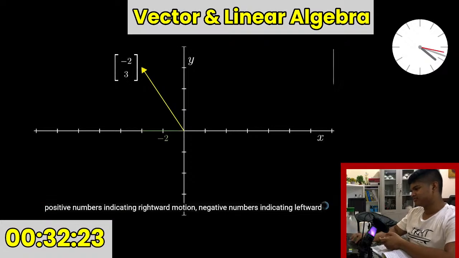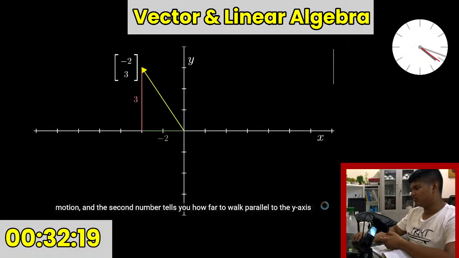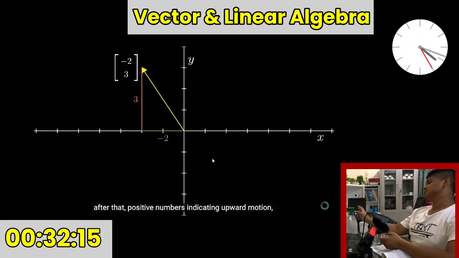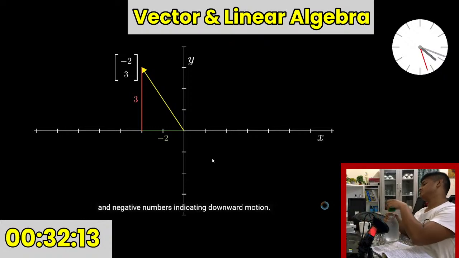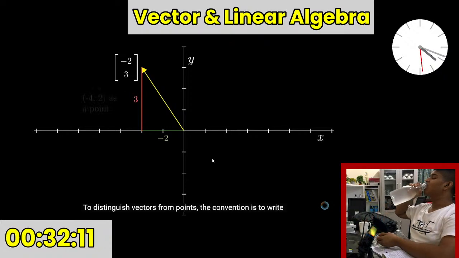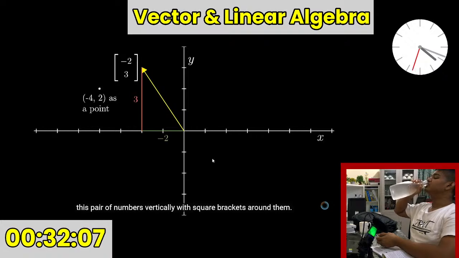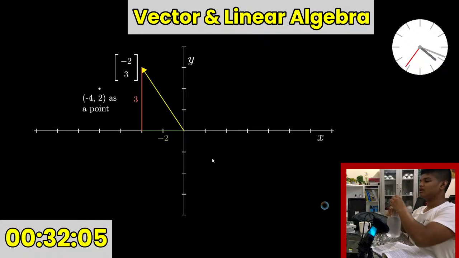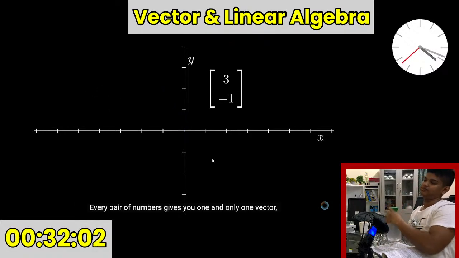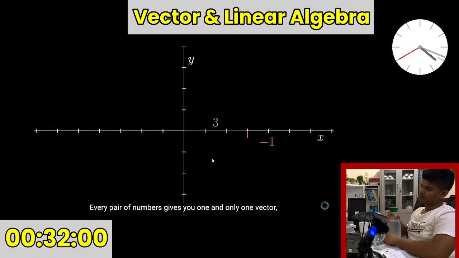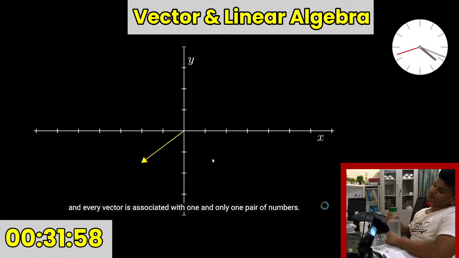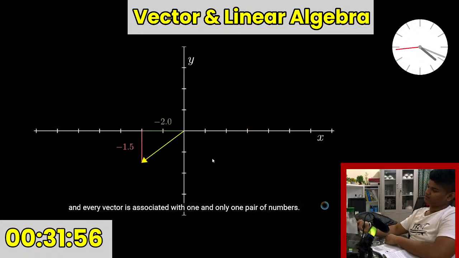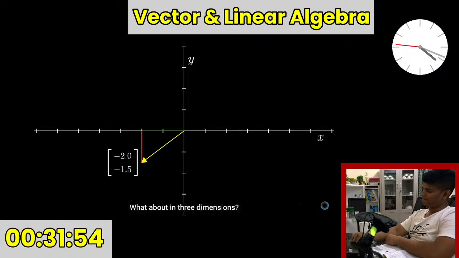Rightward motion, negative numbers indicating leftward motion, and the second number tells you how far to walk parallel to the y-axis after that, positive numbers indicating upward motion, and negative numbers indicating downward motion. To distinguish vectors from points, the convention is to write this pair of numbers vertically, with square brackets around them. Every pair of numbers gives you one and only one vector, and every vector is associated with one and only one pair of numbers. What about in 3 dimensions?